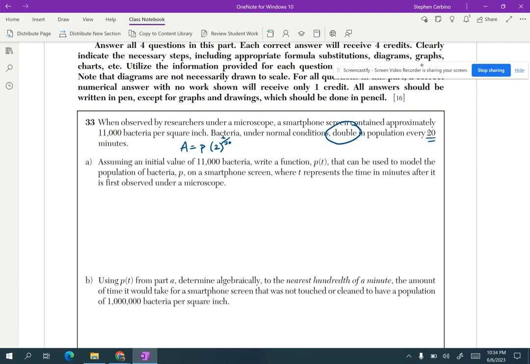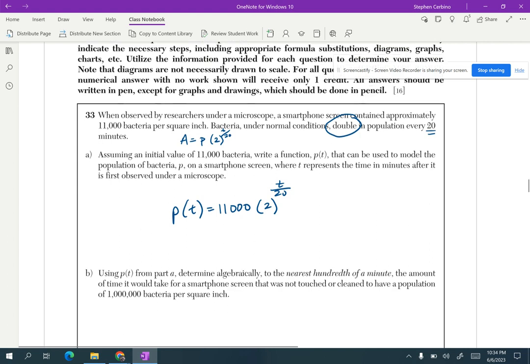So it says assuming this initial amount, write a function p of t. So we're going to call this p of t. And that's going to be equal to the initial amount of bacteria, 11,000 times 2, and since t is minutes and it's 20 minutes for the double life, we'll say t over 20. That's all you got to do for that first part.